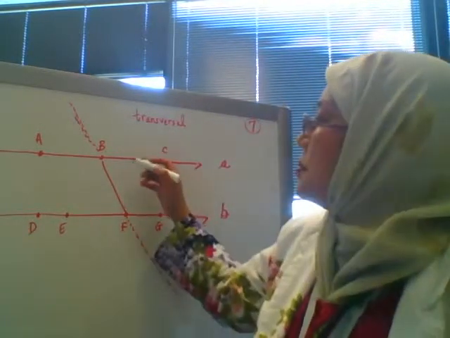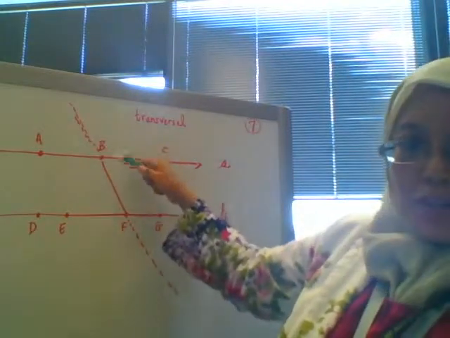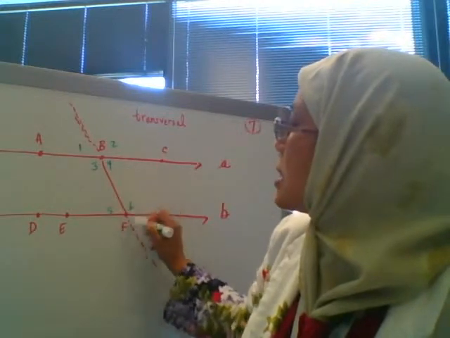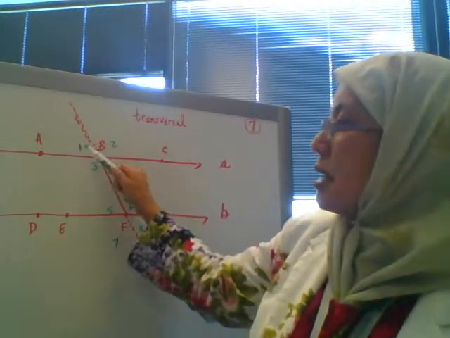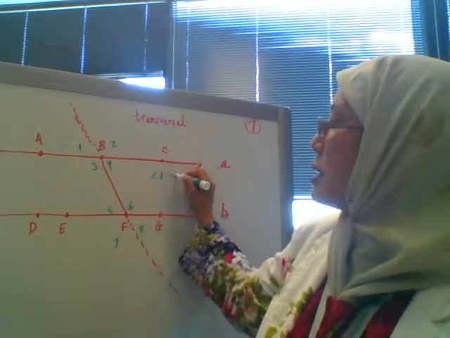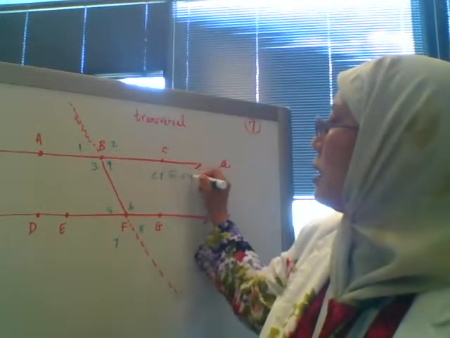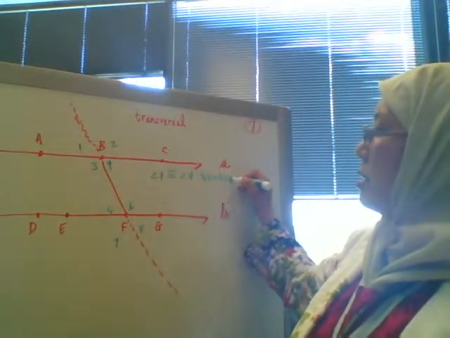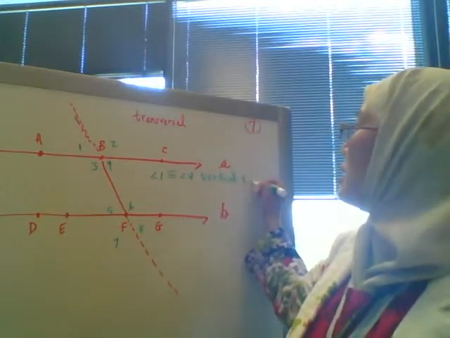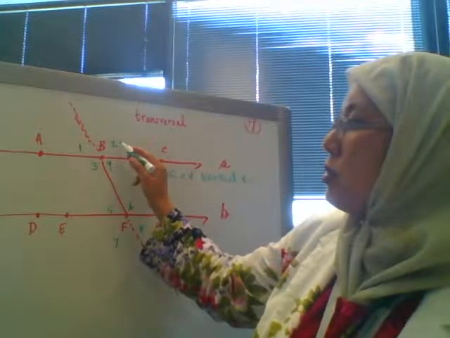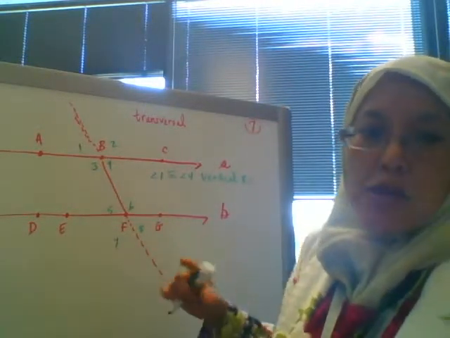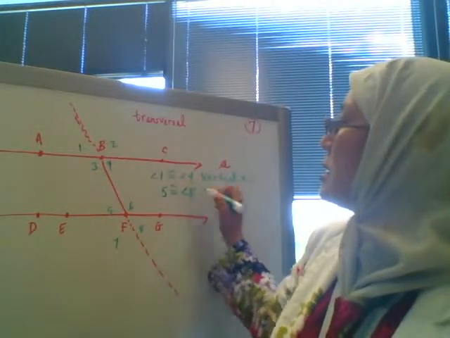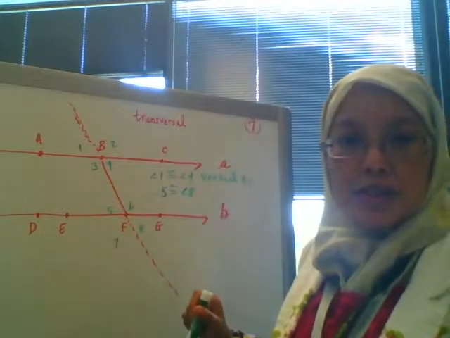So for example, as you can see, I have 8 different angles here: 1, 2, 3, 4, 5, 6, 7, 8. I can say that angle 1 is equivalent to angle 4, because they're opposite. These are called vertical angles. Angle 2 is equivalent to angle 3, in terms of measurements. Angle 5 is equivalent to angle 8, and angle 6 is equivalent to angle 7.